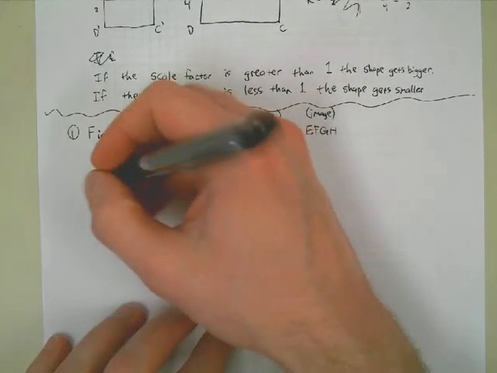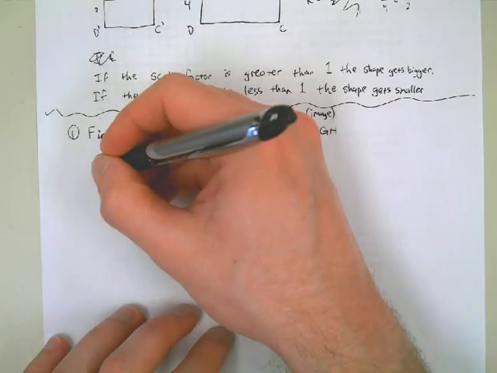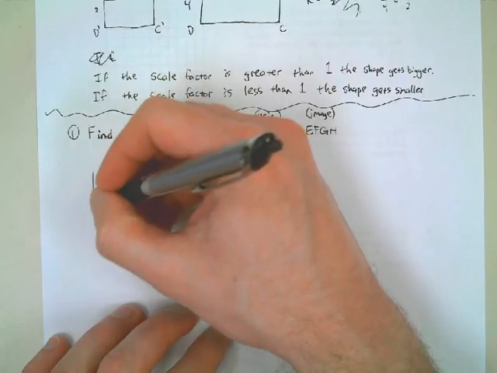All right, so let's draw a picture here of A, B, C, D, and E, F, G, H. So let's see. I'm going to draw another rectangle here.